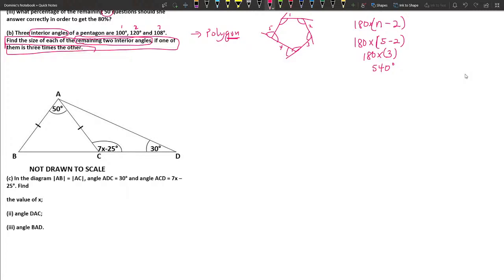If one is 3 times the other, we assume that one is x and then we have 3x. So we have this as an angle, this as an angle, plus these. We can put all of them together and equate it to this, because they are saying the sum of its interior angles should be equal to 540. So it becomes x plus 3x plus 100 degrees plus 120 degrees plus 108 degrees should be equal to 540 degrees.